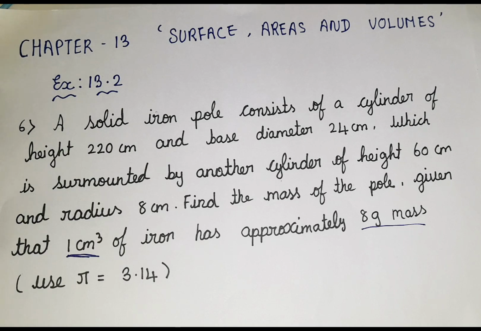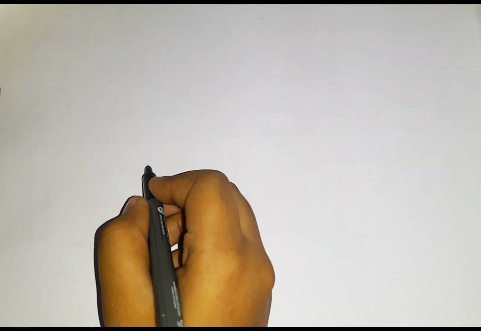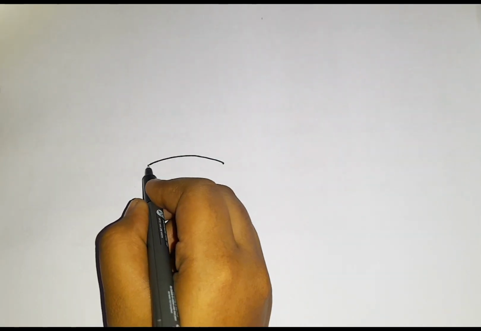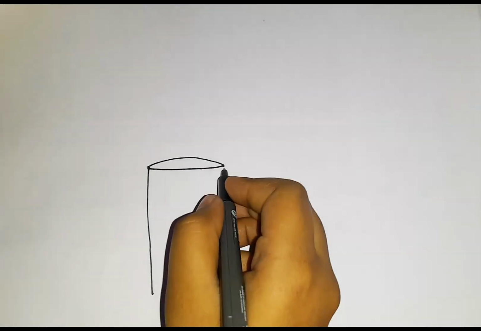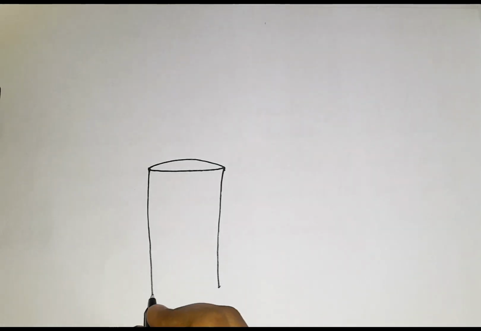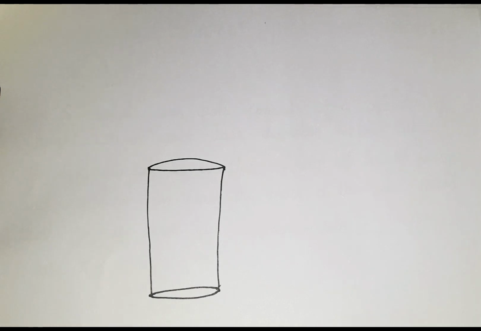Okay. So first of all, let us draw a cylinder. According to the question, we are supposed to draw a cylinder. Let us draw a cylinder at first. So let me draw it here. I am drawing a little bit bigger. So this is a rough figure, okay. So I just drew a cylinder. So in this cylinder, now what is the height?